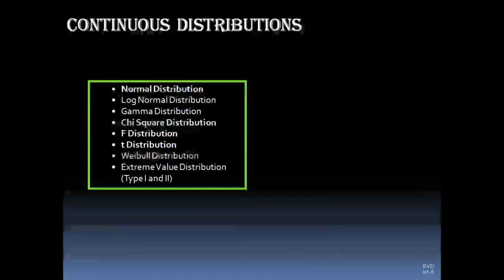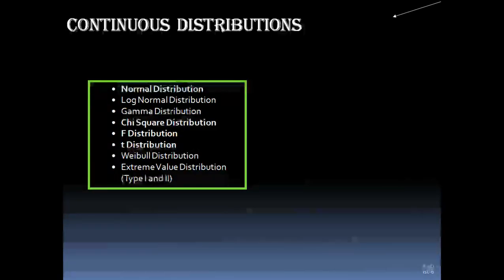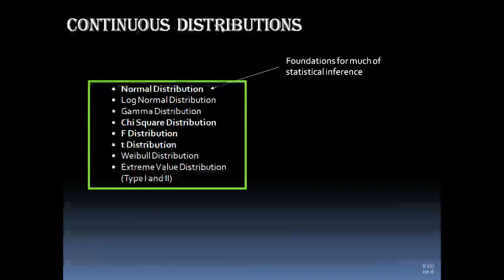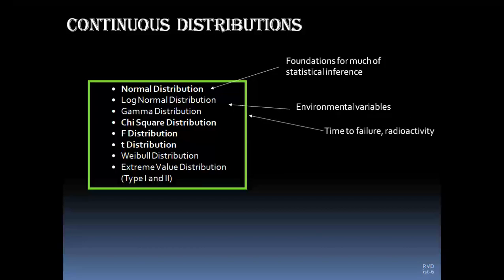That's continuous distribution. The continuous distributions include the normal distribution and log normal distribution. The first one, normal distribution, is the foundation for much of statistical inference. And the log normal distribution, environmental variables. And the gamma distribution is the time to failure, radioactivity.